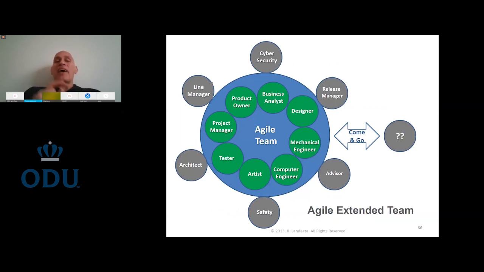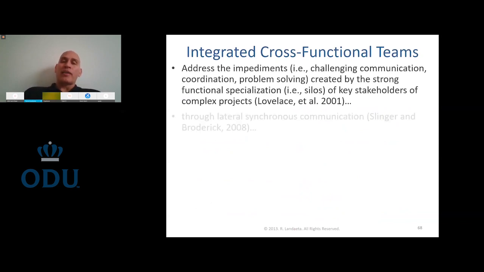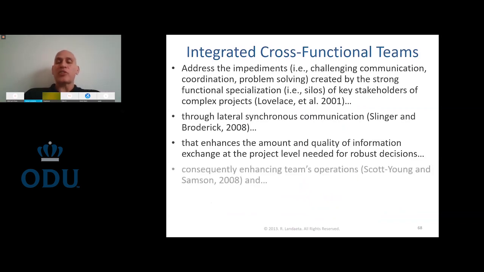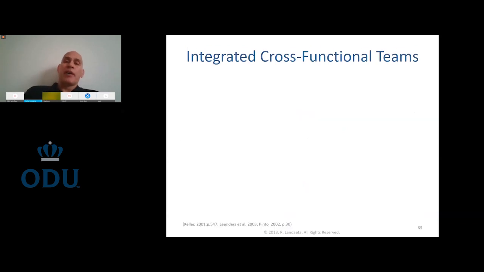In the team, you may have actually membership that is extended. So these members can come and go depending on the situation of the team, but they are part of the team. And again, there is some theory behind this: it helps raise problems in the team, having strong functional members that can help with lateral and vertical communication, so that information is provided to the team to make decisions and enhance operations and learning. That's pretty much a highly capable team.